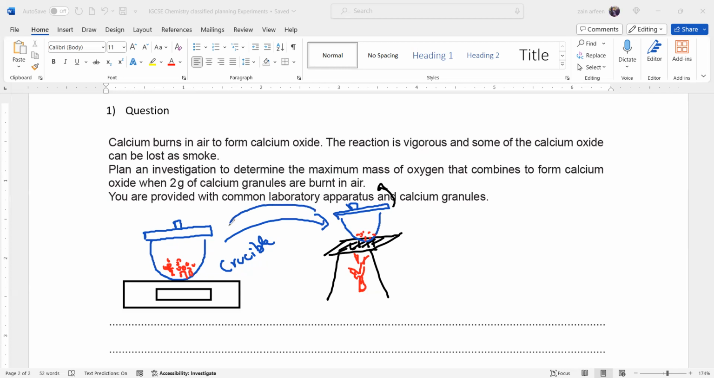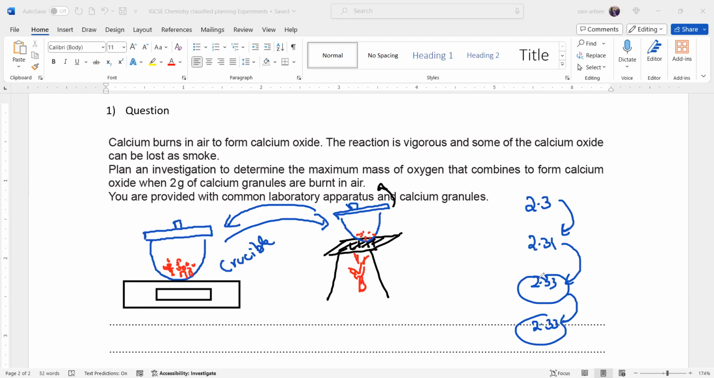And then we'll reweigh. But till what point will we reweigh? Until the mass does not change. Because once the mass is not changing, we will identify that all of the calcium has turned into calcium oxide. For example, in the beginning of the experiment, say the total mass was 2.3. Then when we heated for some time and measured the mass, it was 2.31. Then we again heat, it becomes 2.33. Then we again heat and reweigh, it is 2.33. So until the mass is not changing, we are sure that all of the calcium has turned into calcium oxide.